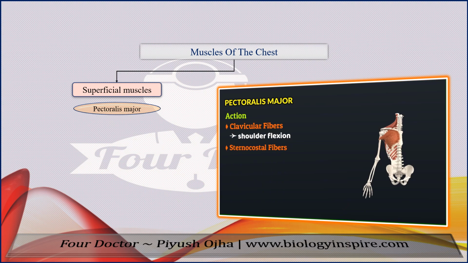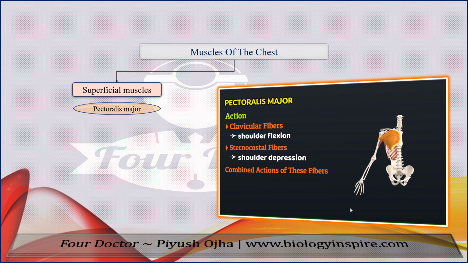While the sternocostal fibers on contraction produce shoulder depression. That is, when the sternocostal fibers contract, these fibers depress the humerus at the shoulder joint. So these fibers produce shoulder depression. Now what's the combined action of these fibers? On contraction they produce one of the important actions, shoulder adduction. So when the clavicular and the sternocostal fibers contract, they produce shoulder adduction.